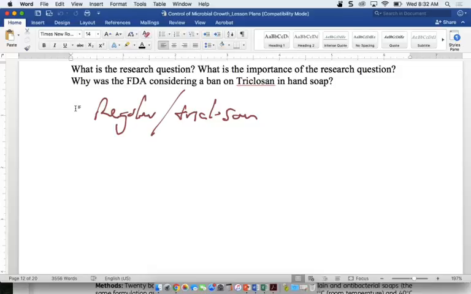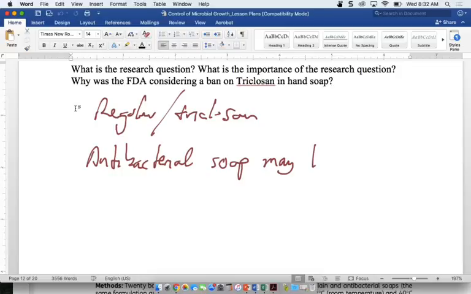And then what do you have for the other parts? What's the importance of the research question, and why was the FDA considering a ban? So we put it is important because antibacterial soap is not more effective and it can have more negative effects like allergies, antibiotic resistance, endocrine disruption, acute and chronic toxicity, and bioaccumulation. And then those were the reasons we had for the FDA considering a ban.